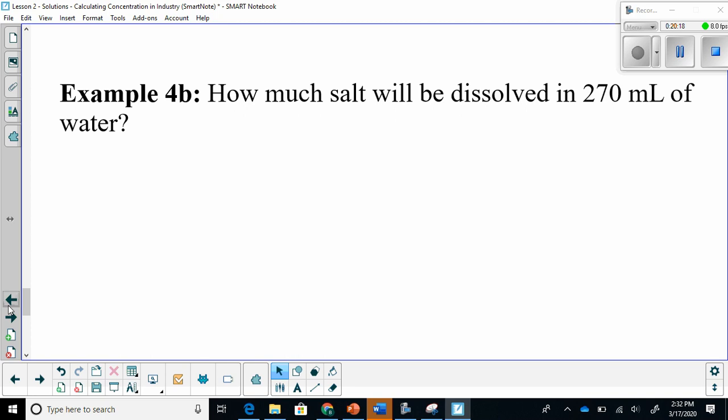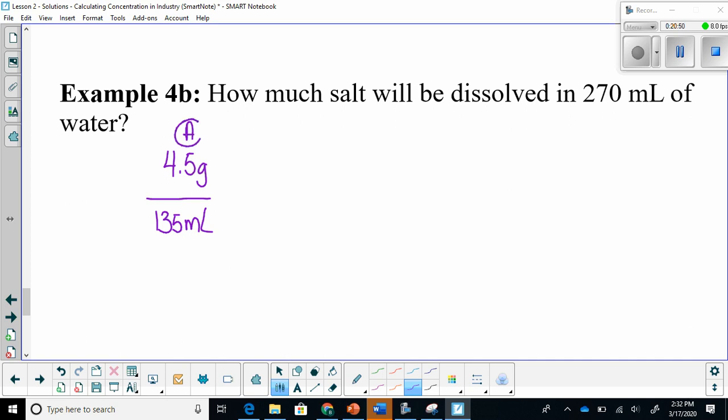Using that same information, we can set up a ratio to find out how many grams of salt we will have at different volumes. So basically, this becomes a ratio. You have 4.5 grams over 135 milliliters, okay? That is a ratio. We can represent it as that, or we can represent it as 135 milliliters over 4.5 grams. There is our second ratio.